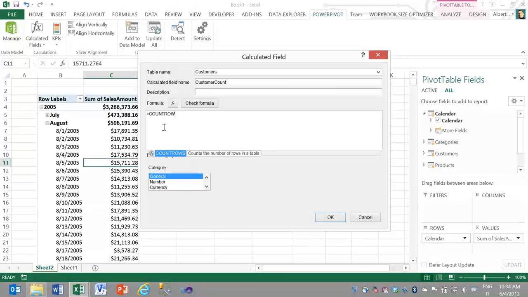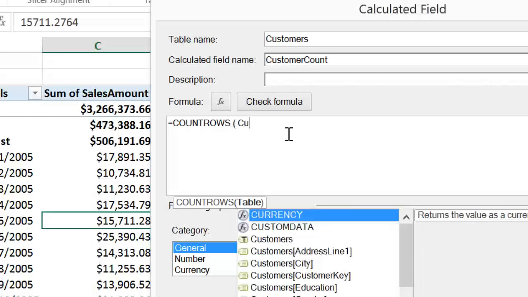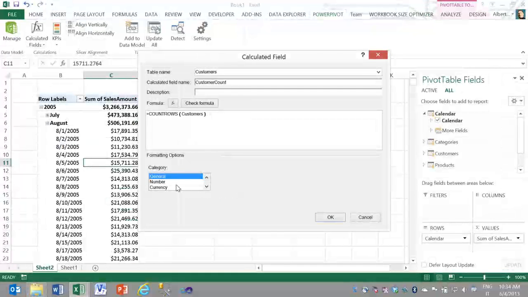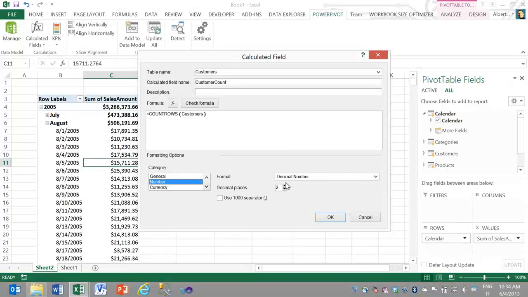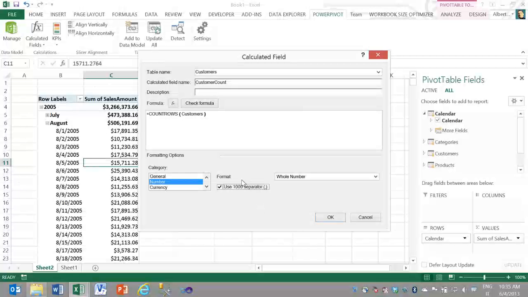What we want to do is count the number of customers. There is a beautiful function, COUNTROWS, that, as you might imagine, simply counts the number of rows in a table. We simply do COUNTROWS of Customers. And then once we have the formula, we have created it as a calculated field inside the customer table. We know it's a number. It's not a decimal number. It's a whole number with 1,000 separators, so we format the formula correctly. We simply click on OK.